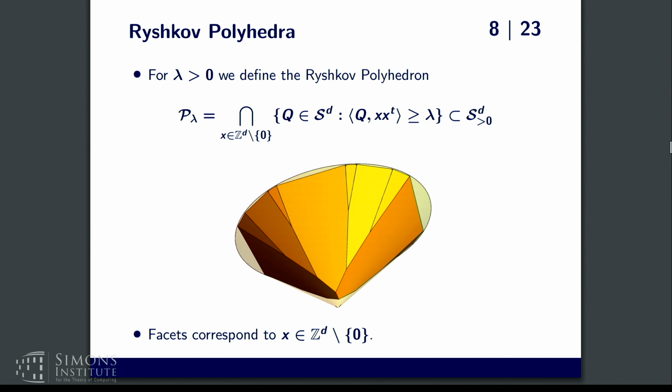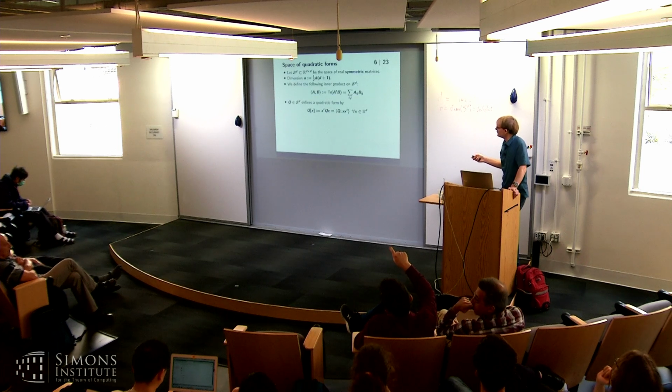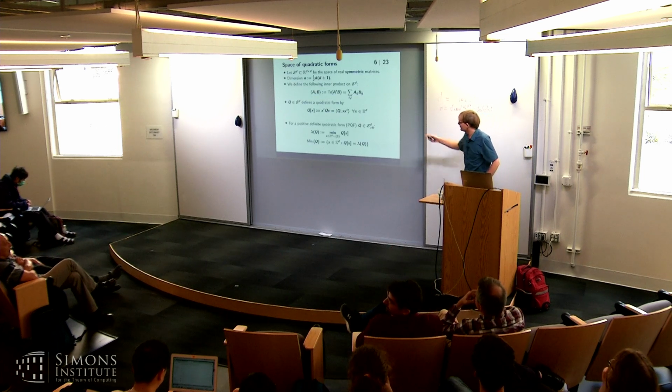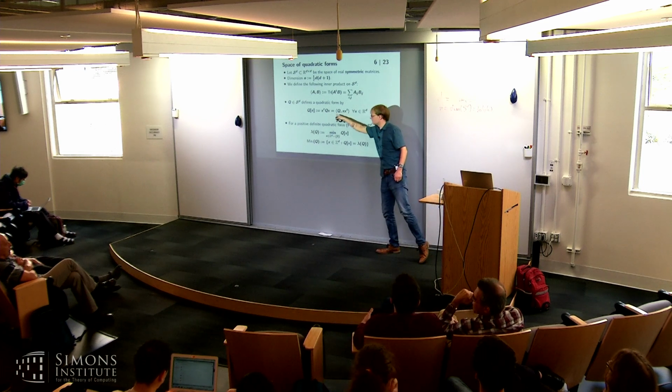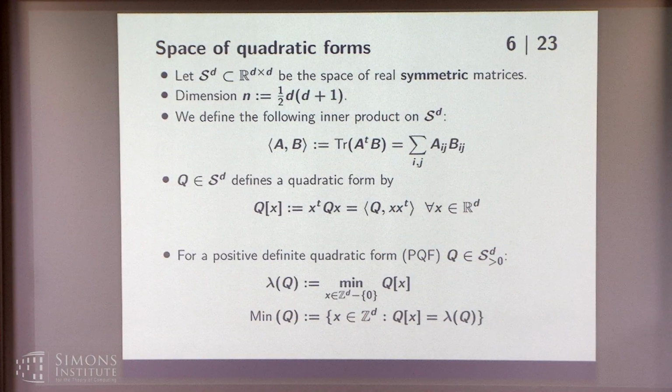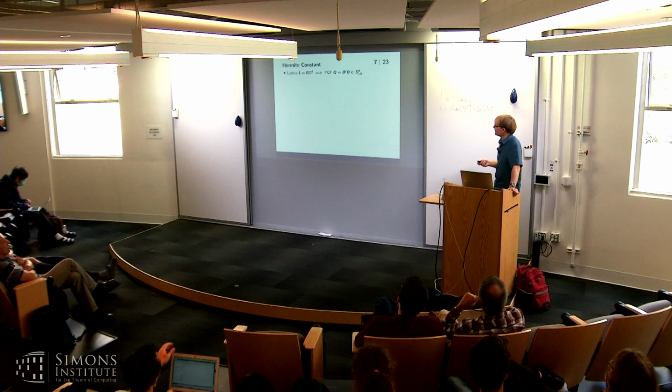What does your notation, the bracket Q and x, x transpose, mean? That's the inner product I defined before. Yeah, it's x transpose Q x. But what we use is this inner product. Yeah, the value they take is the same. Everything is geometry, basically.